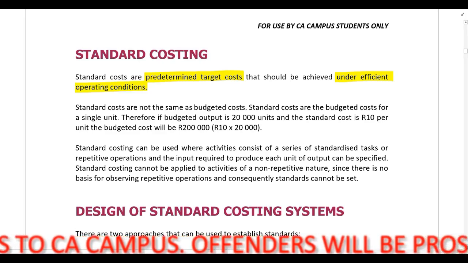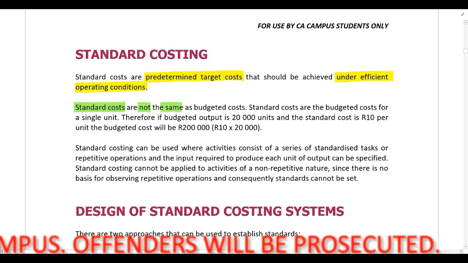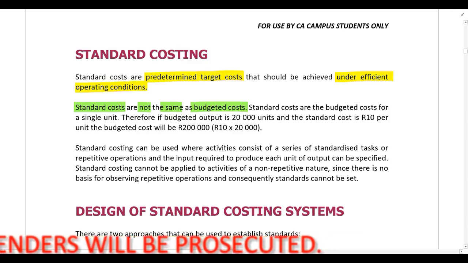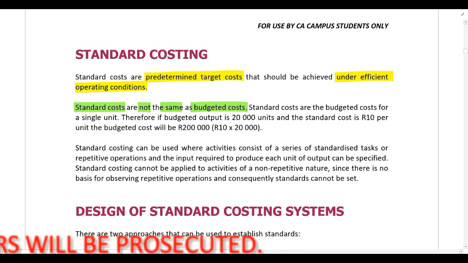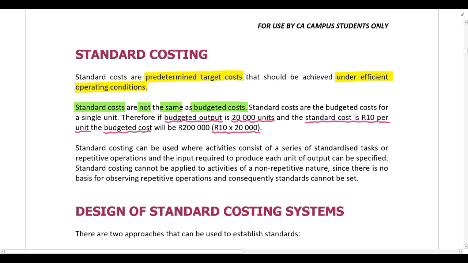Now, it's important to note that standard costs are not the same as budgeted costs. The standard cost gives you the cost per unit, and the budgeted cost is the cost in total. So let's say, for example, we have a standard cost of 10 Rand per unit, and budgeted output is 20,000 units. So the standard cost is the cost per unit of 10 Rand, and the budgeted cost is the cost in total. So in other words, 10 Rand per unit multiplied by 20,000 units, we have a budgeted cost of 200,000 Rand.